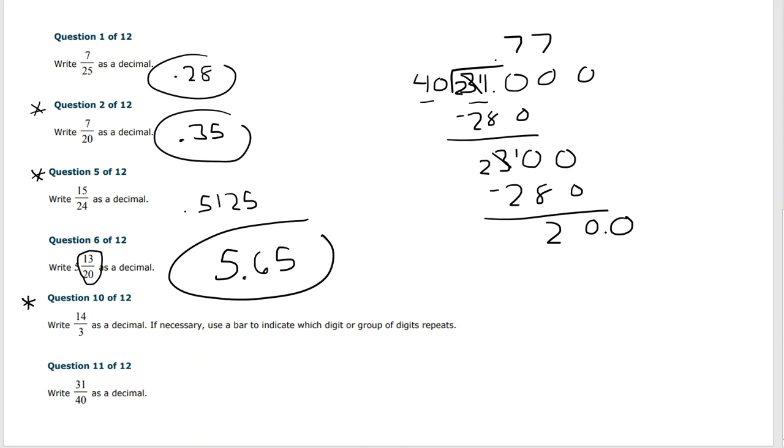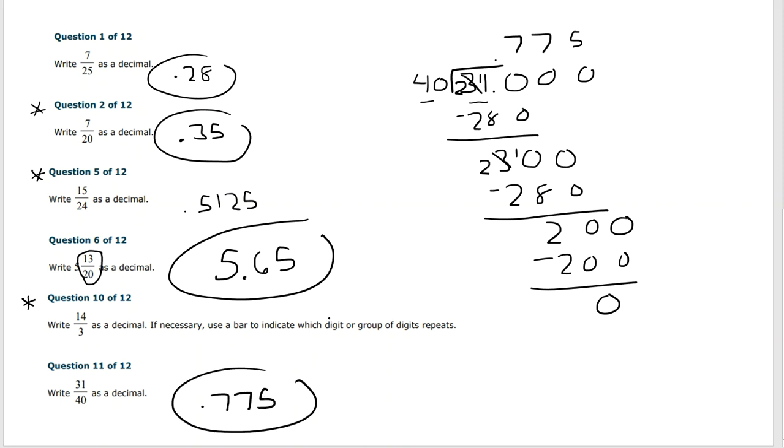40 fits into 20. To estimate that, let's just cover up those last 2 zeros. So let's see if we can estimate how many times 4 fits into 20. And that would be 5. So that means that 5 times 40 would be 200. And we have a 0, which means we are now done. So 31/40 as a decimal is 0.775.